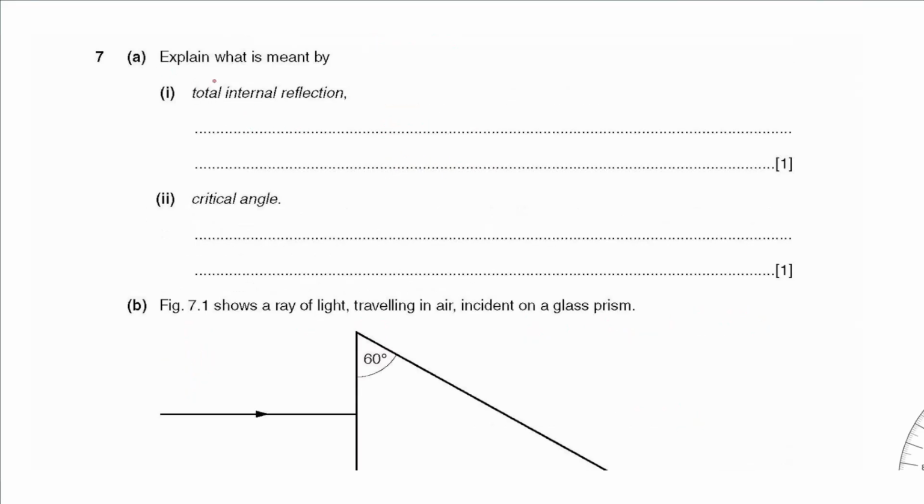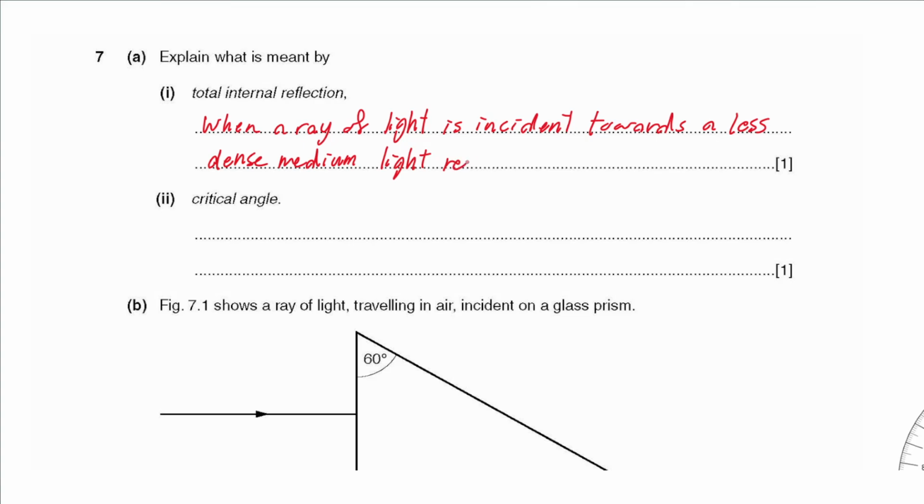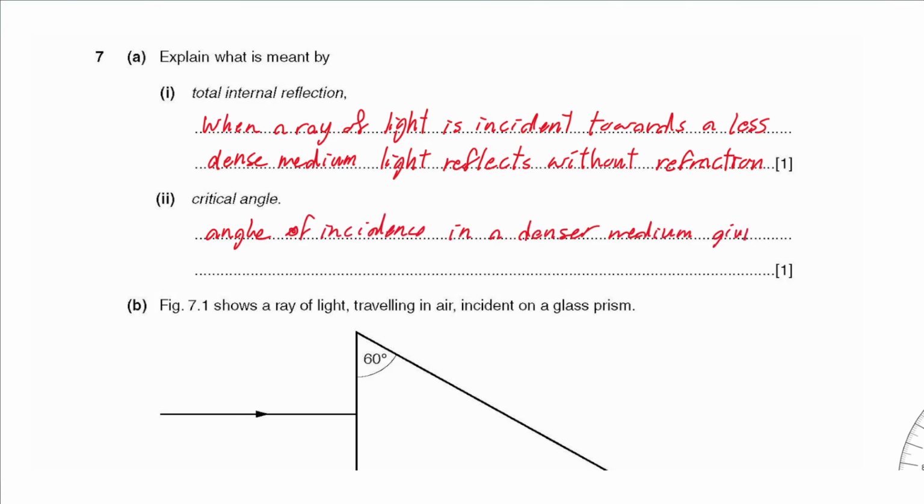Question 7a says explain what is meant by total internal reflection. We say that when a ray of light is incident towards a less dense medium, light reflects without any refraction. So the light does not go through the medium, it bounces back. Double I says state what's meant by the critical angle. We say that it is the angle of incidence in a denser medium, giving an angle of refraction 90 degrees in the less dense medium.